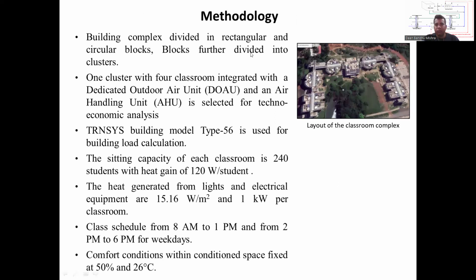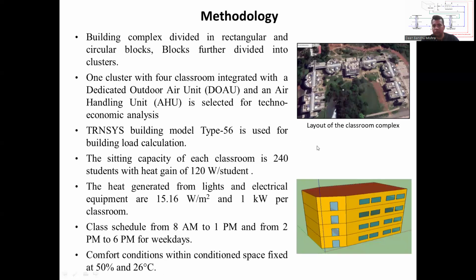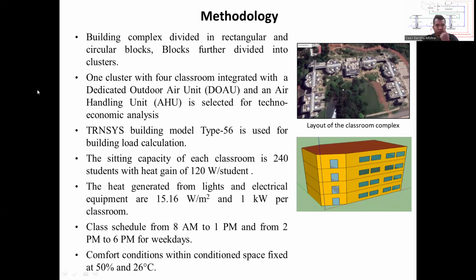The building considered for the present study is divided into blocks. This is the rectangular block and this is the circular block, and these blocks are further divided into clusters. Each block is divided into 4 clusters: 1, 2, 3, and 4. In the present study, one cluster of the rectangular block, which is shown here, is selected. This cluster of the rectangular block contains 4 rooms, ground to 3rd floor.